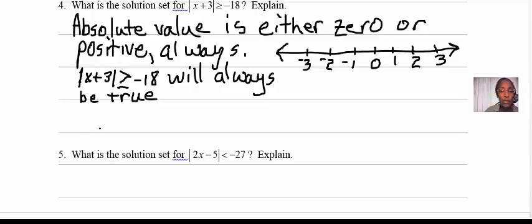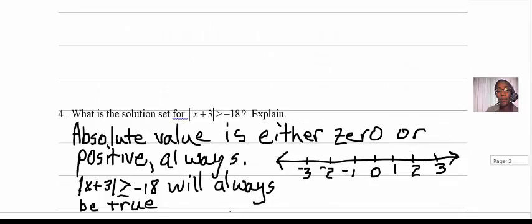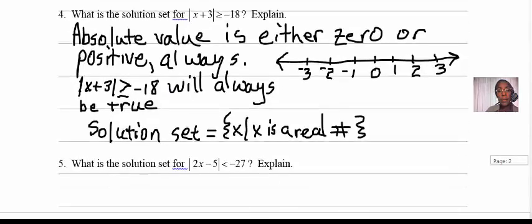So it doesn't matter what value I give to x, the solution set is the set of all real numbers. So it's the set of all x such that x is a real number. And so we were asked to write the solution set and explain. So that's what we've done there.